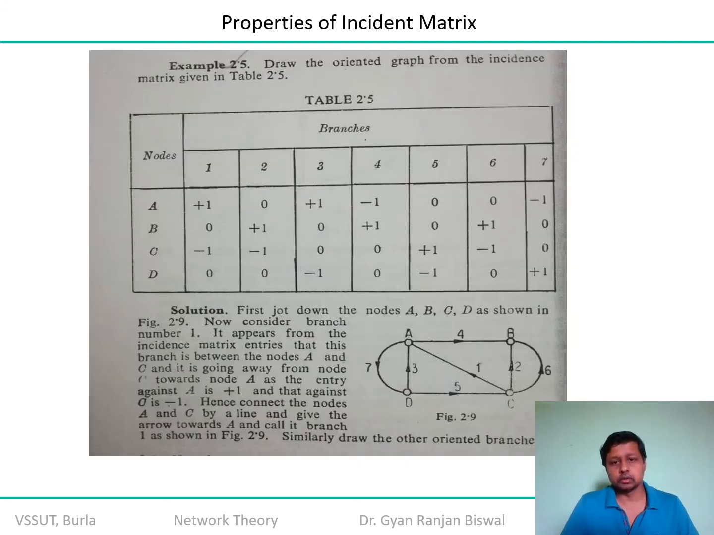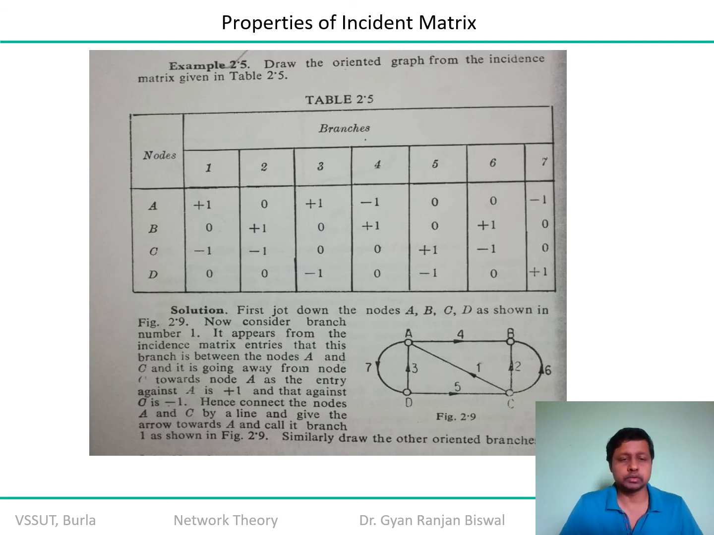Okay, so one more demonstration is given: draw the oriented graph from the incidence matrix. Remember what the demonstration gives. There are 7 branches and 4 nodes. The 4 nodes you can plot anywhere as A, B, C, D. In this demonstration, we consider that any outgoing is minus 1, any incoming is plus 1, and if it is not connected, it is 0.